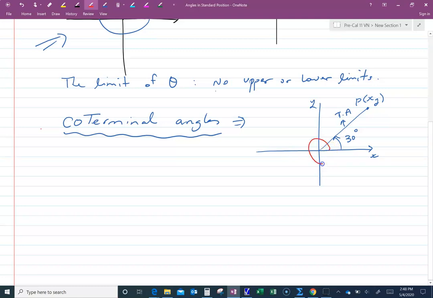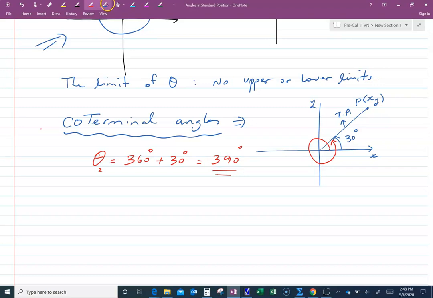I'm going to go around, come back, and hit it one time. So I'm going to do a full rotation from the initial arm, which is on the x-axis. You always start from there, and then you hit the terminal arm and you stop. What is the measure of the new angle? The new angle, let's call it theta 2, is 360 degrees plus 30 degrees, because you did one full rotation. So the first positive coterminal angle is 390 degrees.